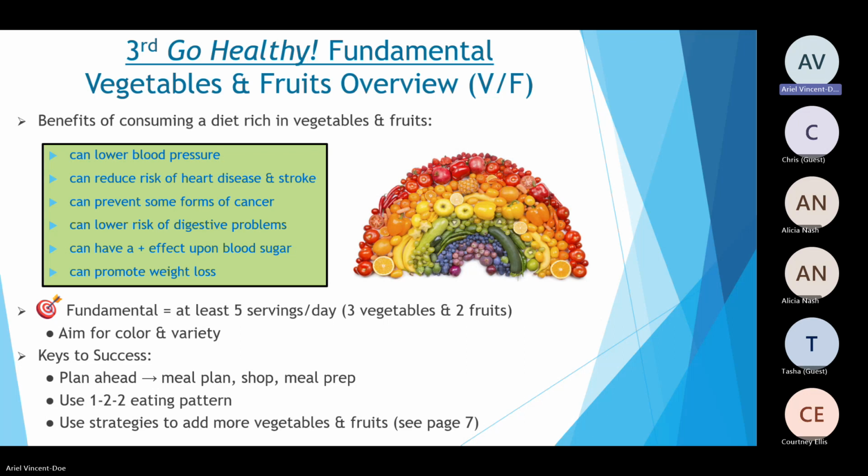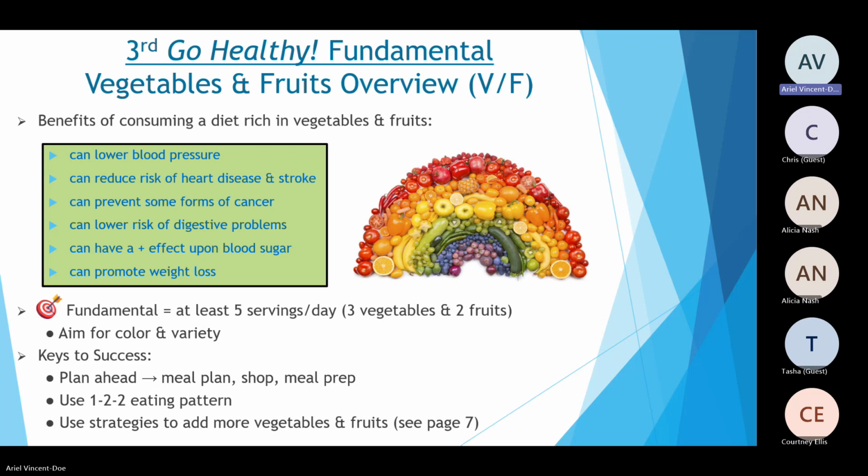Next, you can use the 1-2-2 eating pattern. So you can have 1 serving for breakfast, 2 servings for lunch, and 2 servings for dinner. You can match that up however you would like. So let's say you have a serving of vegetables for breakfast, and then you have a fruit and vegetable for lunch, and then you have a fruit and vegetable for dinner. You can do that any way you would like.